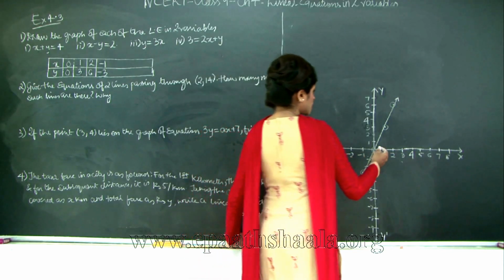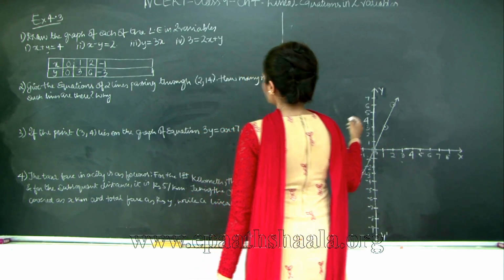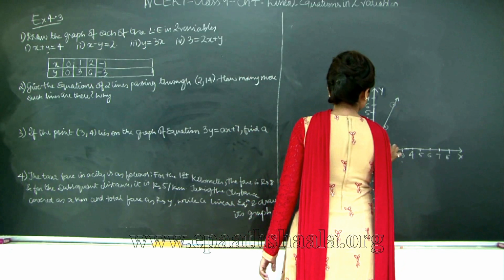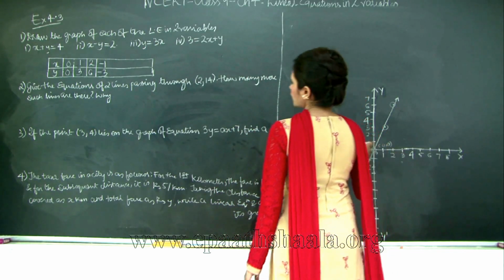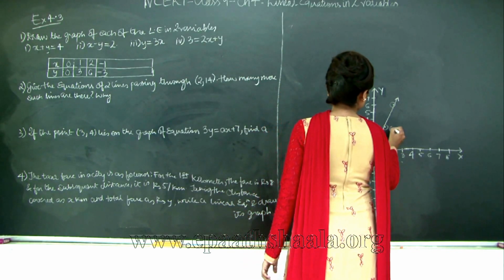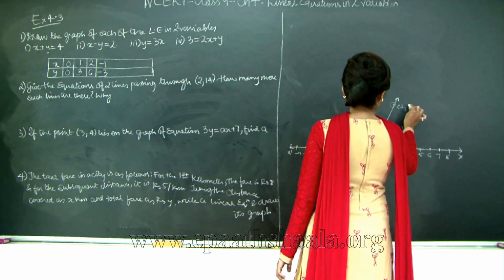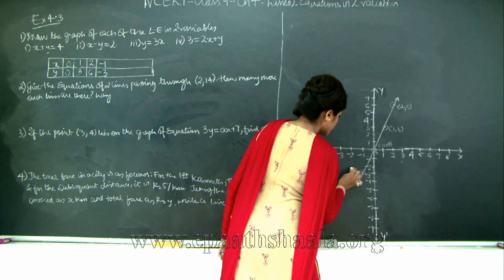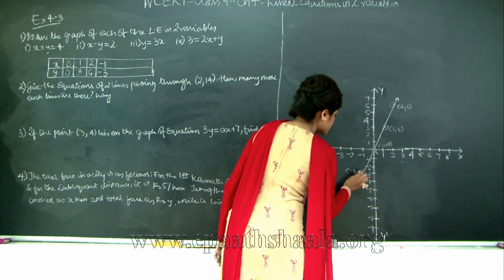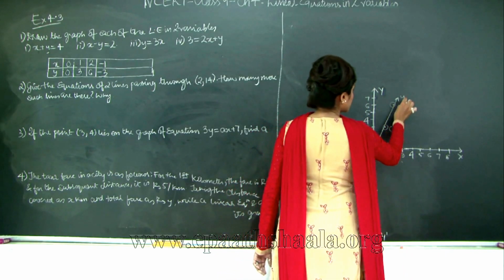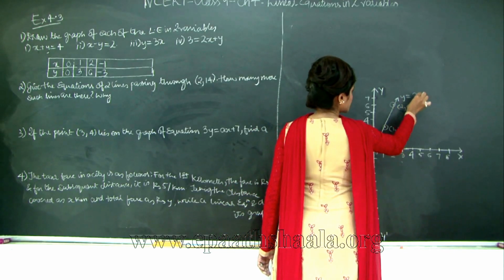Okay, so let us mark our coordinates. I have 0, 0. Then I have 1, 3. And I have 2, 6. And minus 1, minus 3. And this is my equation of line y is equal to 3x.